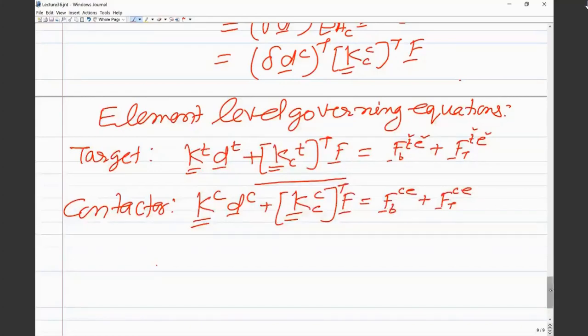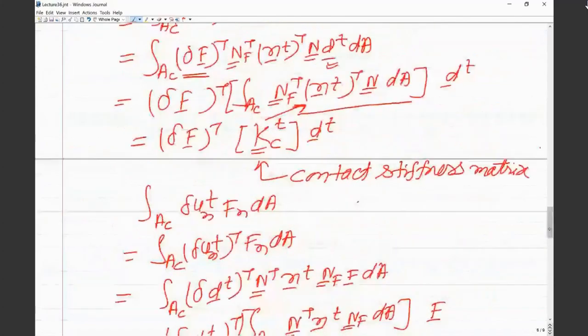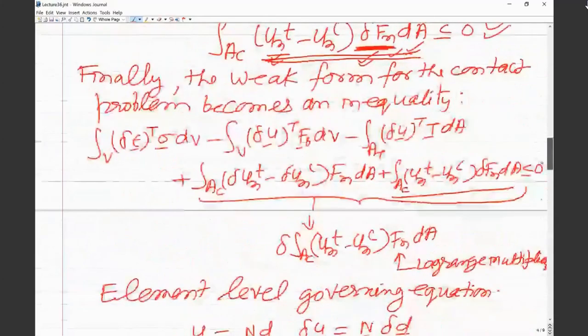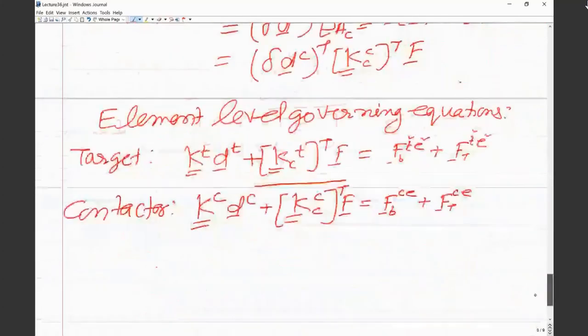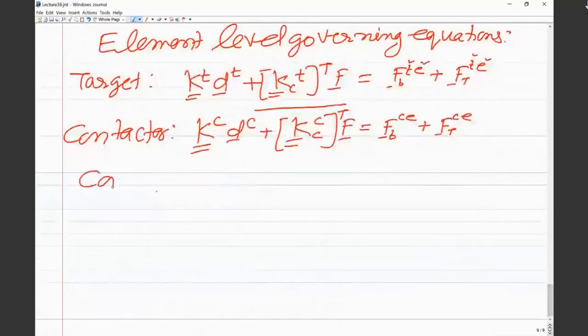Now if we look at the additional constraint which we have over here, this is the constraint: delta Fn transpose into Unt minus Unc. The first set of terms I wrote when I started with the target body, so this constraint also has to be written. So this is the eliminable governing equation for an element in the target body adjoining to the contact region, and this is the eliminable governing equation for an element in the contactor body adjoining to the contact region. And additionally, we have this constraint equation.